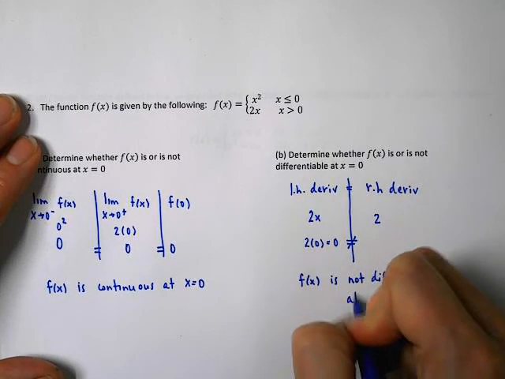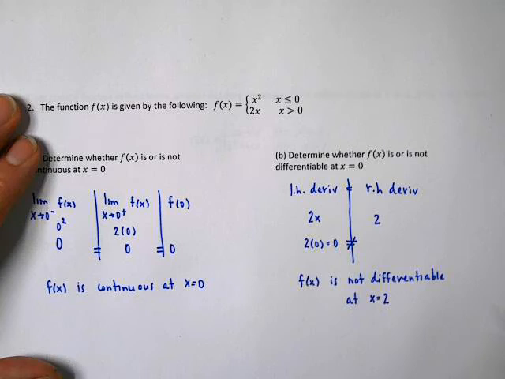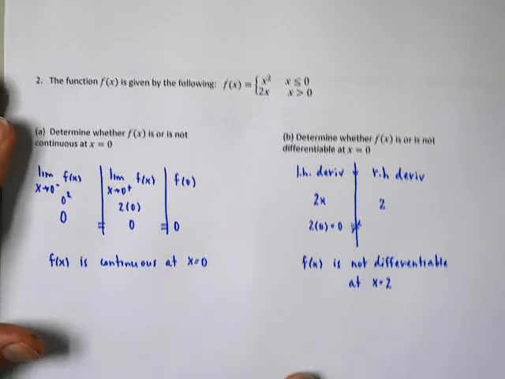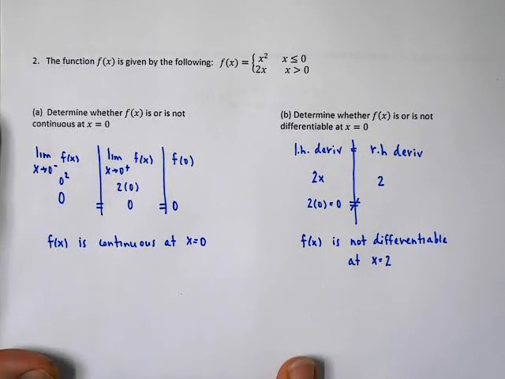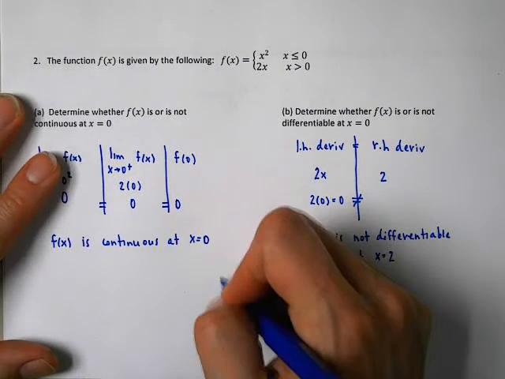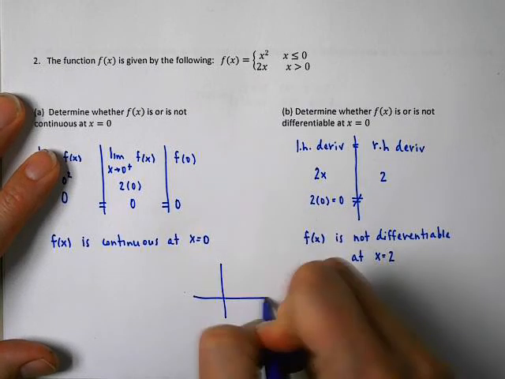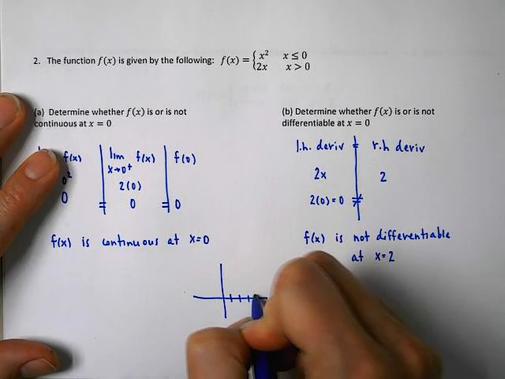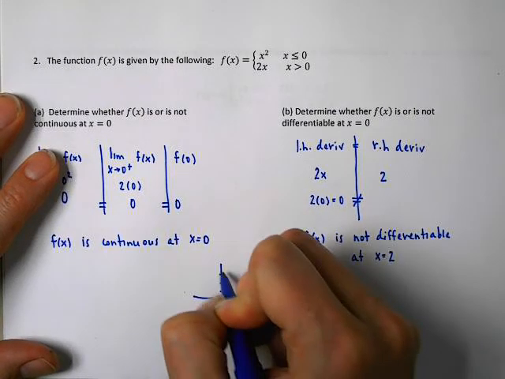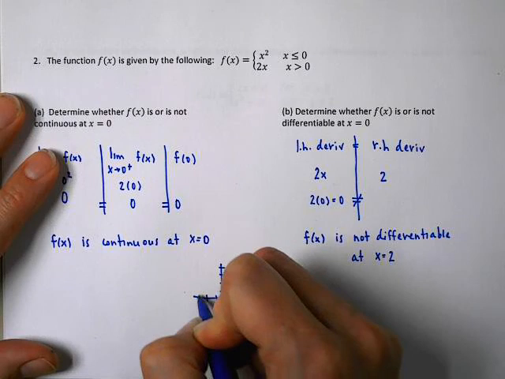At x equals 2. So that's kind of the algebraic process. Now I just like to revisit the graphical piece for a minute. So I'm just going to sketch a graph here of what's going on.